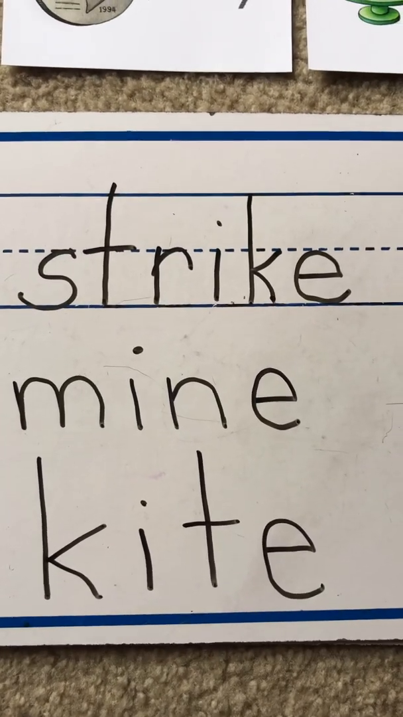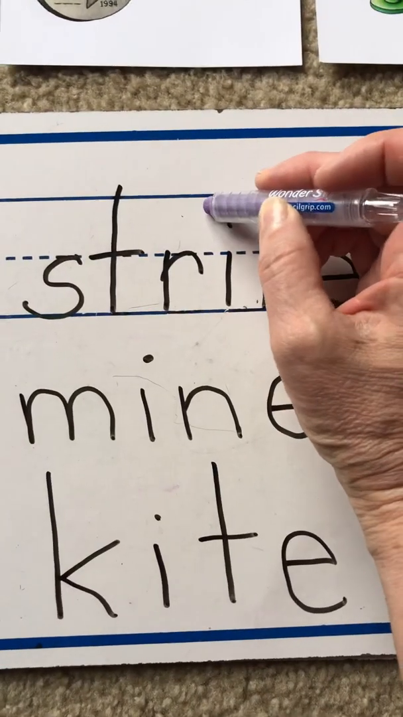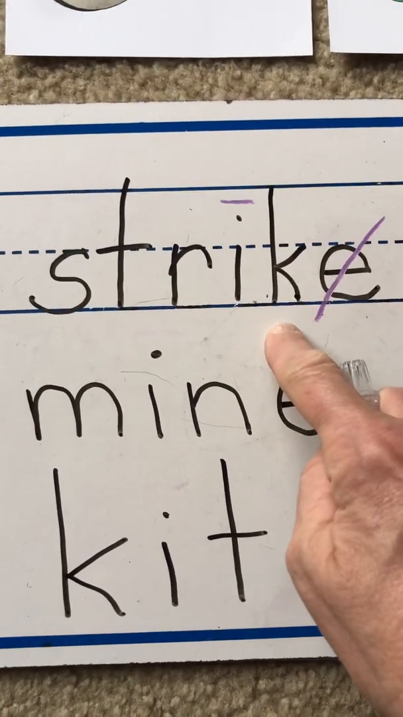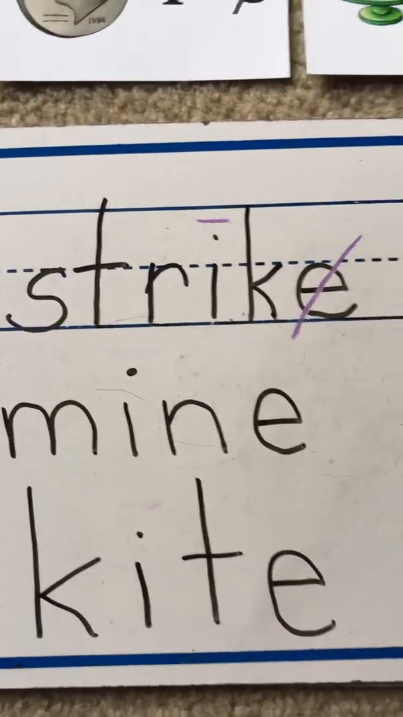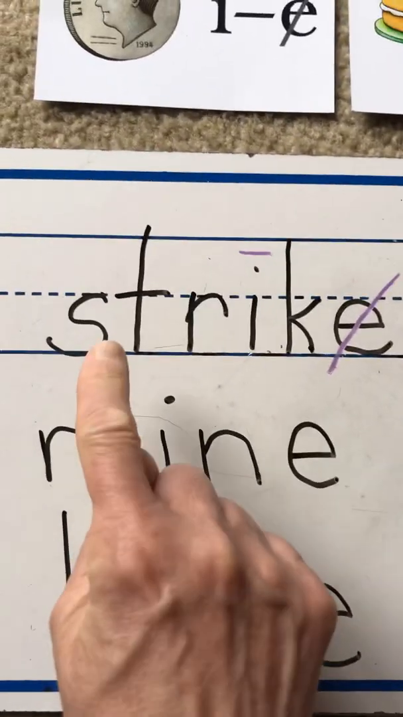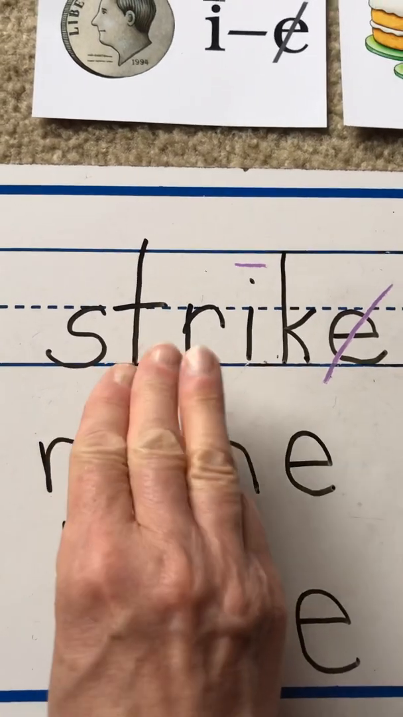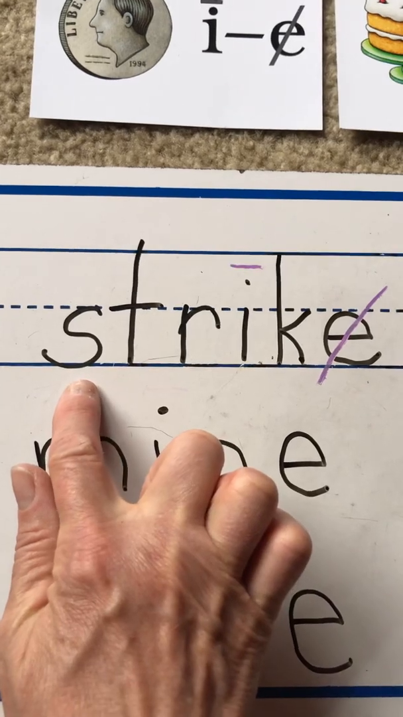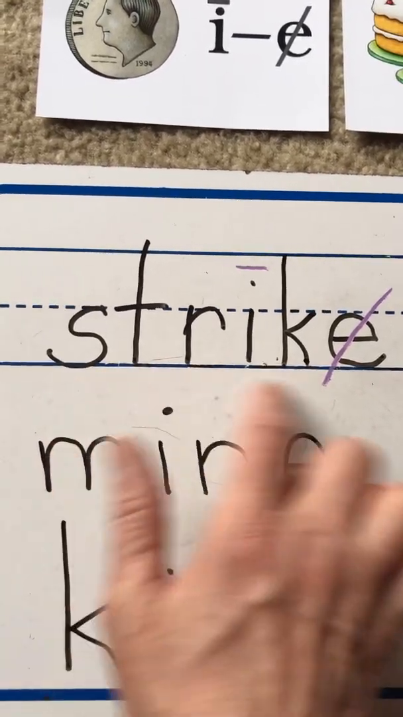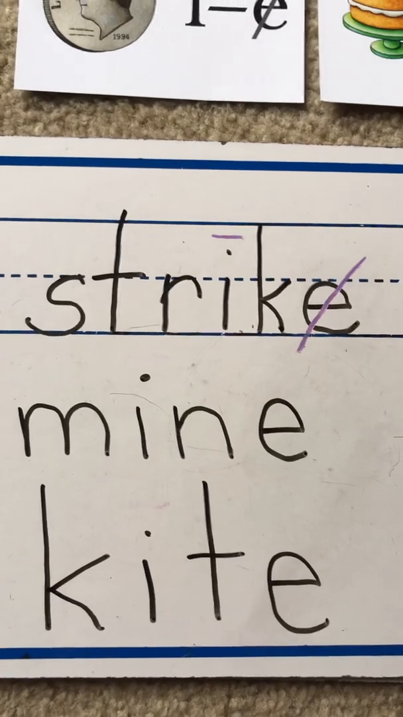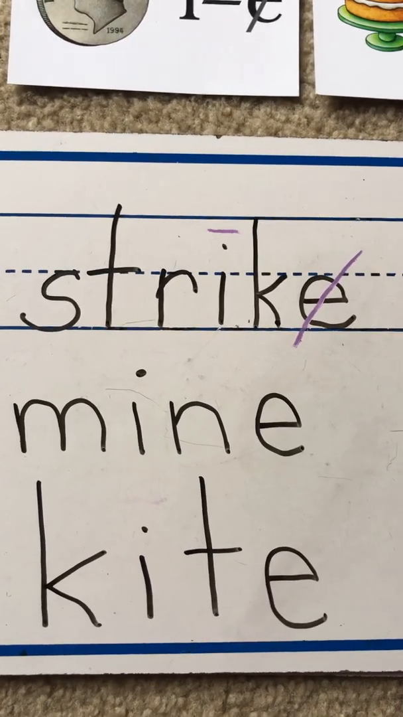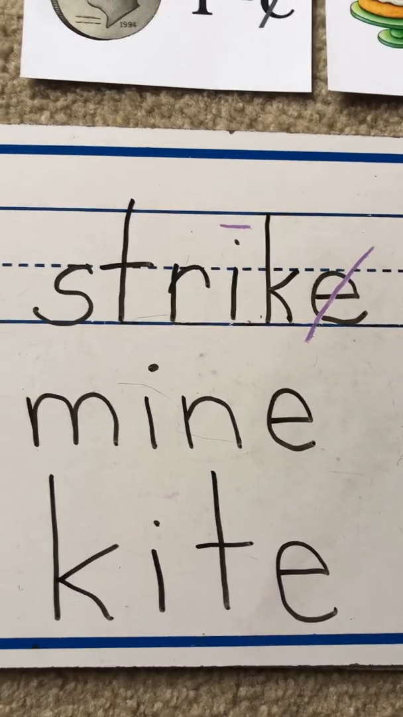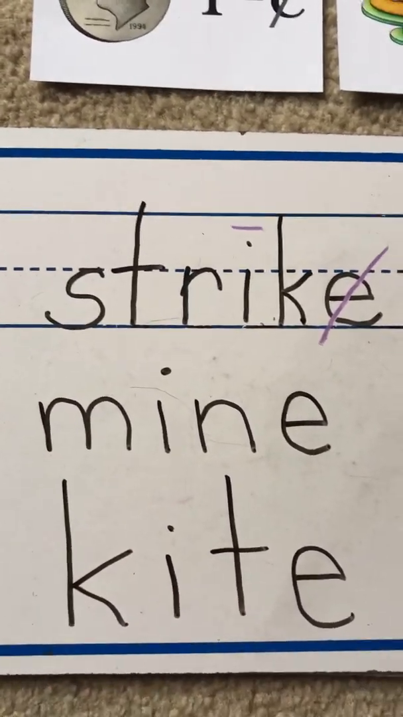Okay, find the vowel. Here is the I. We code it with a long macron. There's that sneaky E after the consonant. We slashed it. Let's sound out this word. Here it sounds. S, t, r, I, k. 5 sounds. Let's read them together. Strike, strike. That's what you say when you play baseball and the batter misses the ball. Strike one.